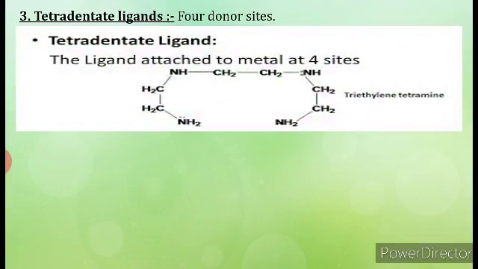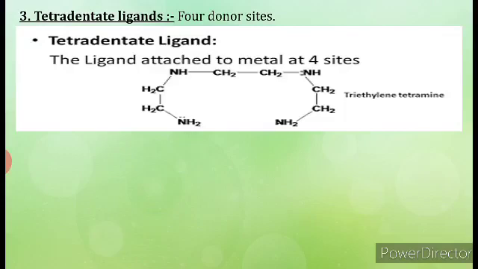You can see in this diagram 4 nitrogen atoms of amino group having lone pair of electrons, which can be donated at a time to the central metal atom to form 4 coordinate covalent bonds. So triethylene tetramine is the example of tetradentate ligand.